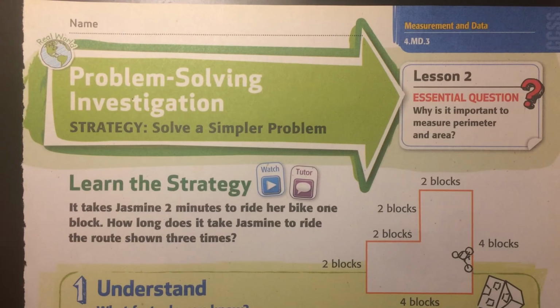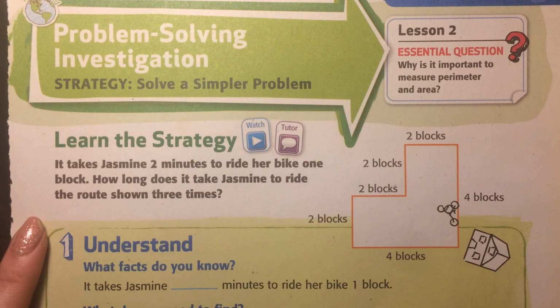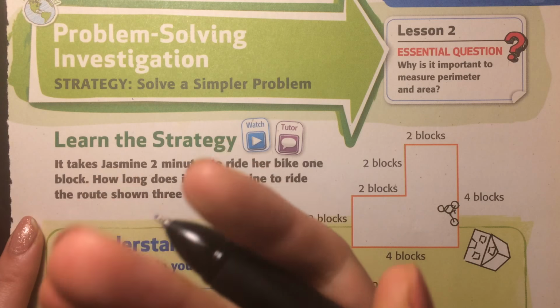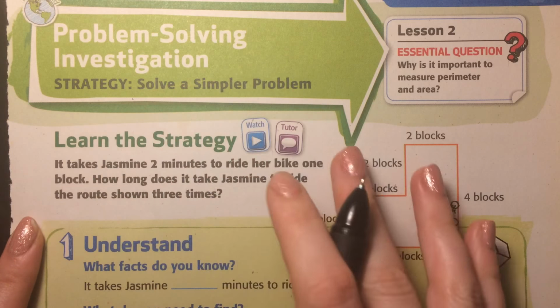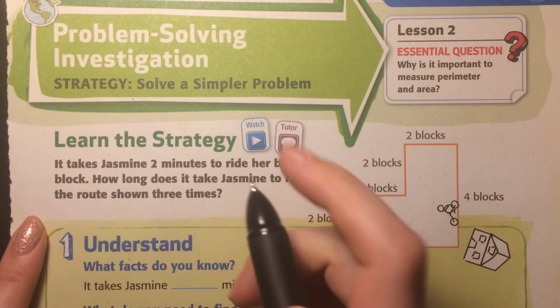All right, let's get to Lesson 2. Lesson 2 is a problem-solving lesson. This is a green lesson. It means it's all about word problems. Solve a simpler problem is the strategy. So it means if it seems overwhelming, just break it down into pieces and solve one piece at a time.